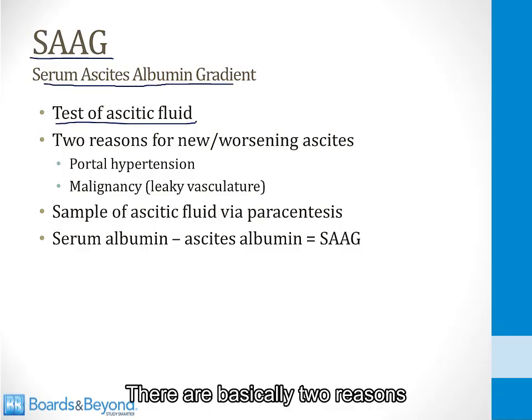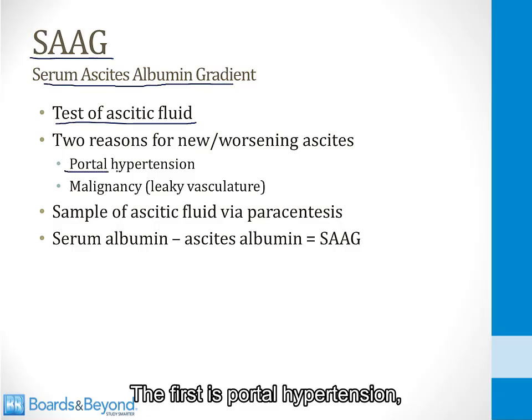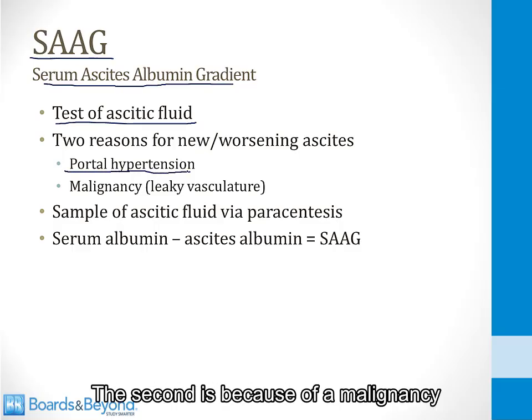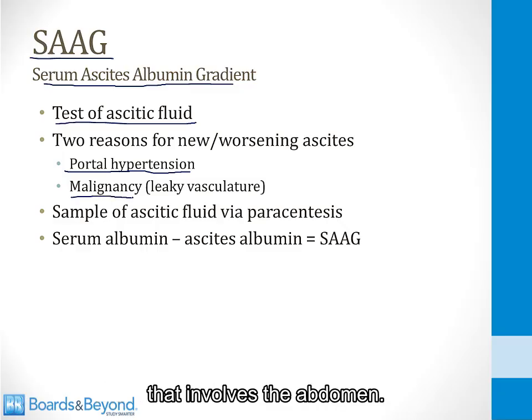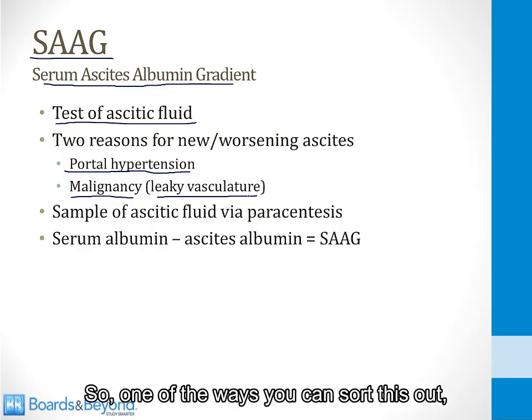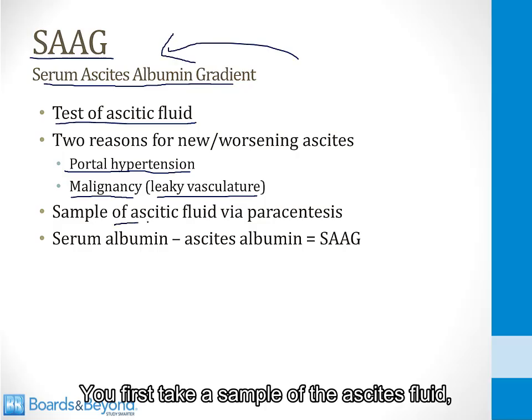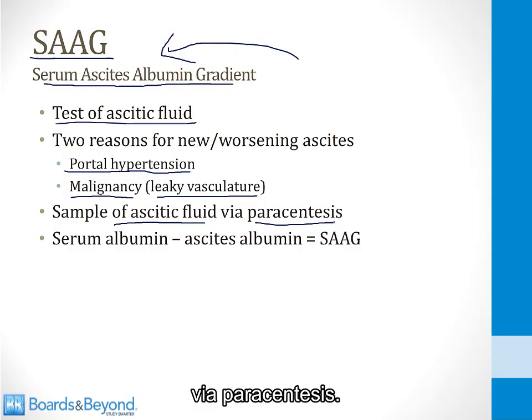There are basically two reasons patients can develop new or worsening ascites. The first is portal hypertension, which we've been discussing. The second is because of a malignancy that involves the abdomen. This can lead to a leaky vasculature, and that can also lead to ascites. So one of the ways you can sort this out is to measure the SAG. And to measure the SAG, you first take a sample of the ascites fluid via paracentesis.